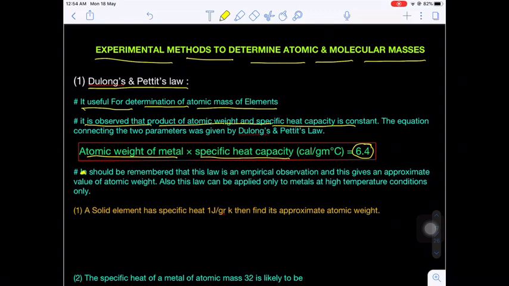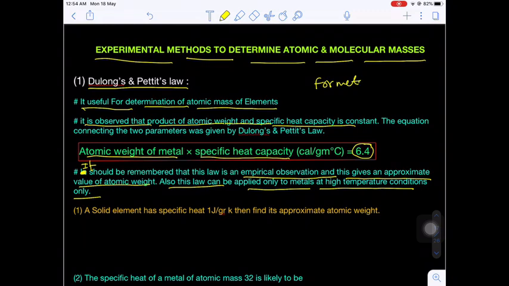Now remember that this law is an empirical observation, and it gives an approximate value of atomic weight. Also, this law can be applied only for metals at high temperature conditions only. That means this is significant for metal elements, number one, and this is significant at high temperature.